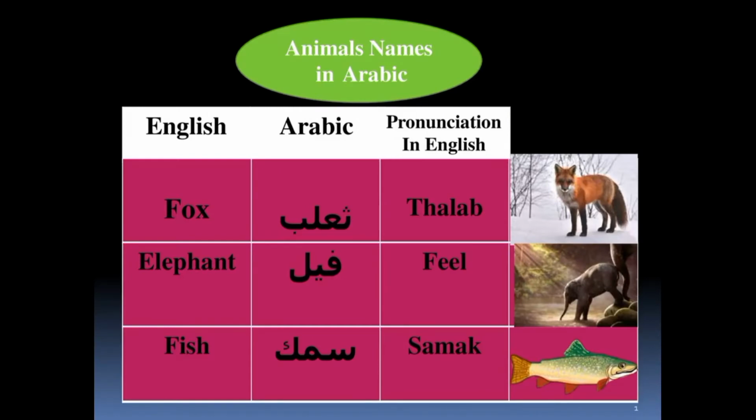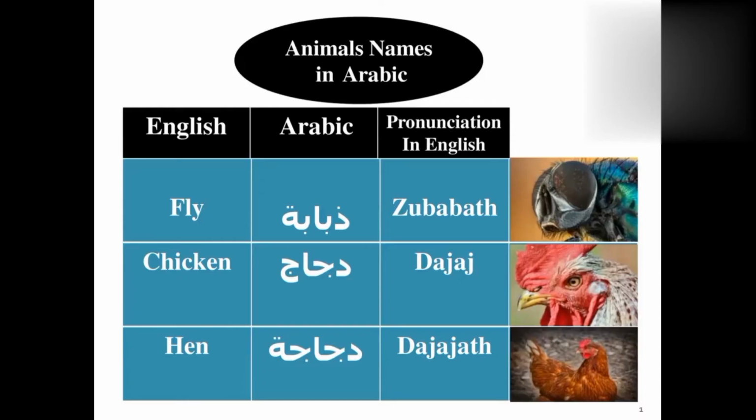For fox we use in Arabic tha'lab. Tha'lab means fox. Now see elephant. For elephant we use in Arabic feel. Feel means elephant. Now see fish. For fish we use in Arabic samak. Samak means fish. Now see fly.